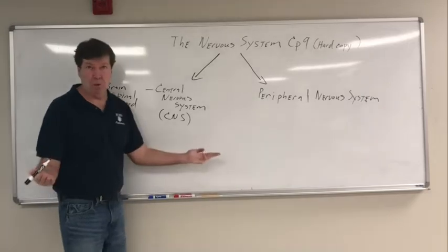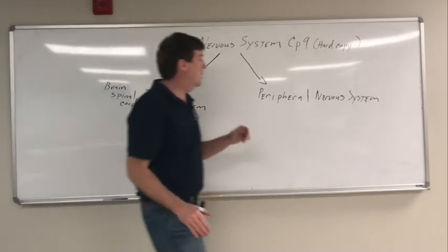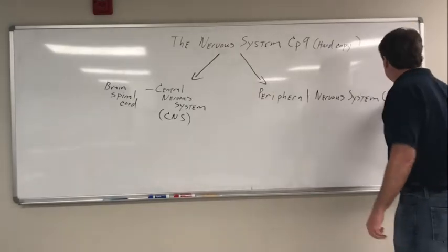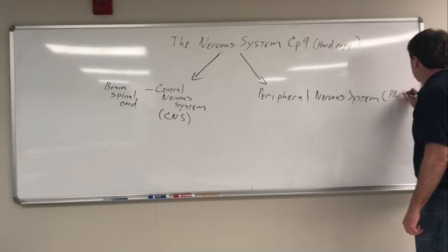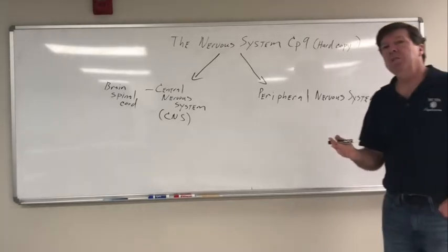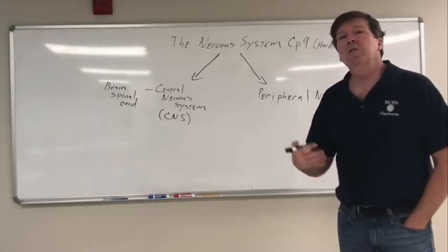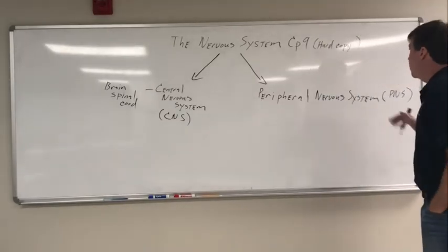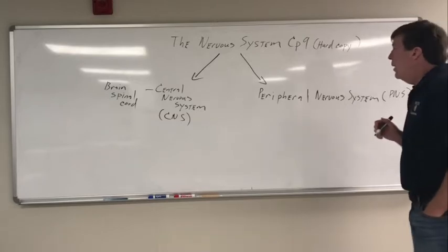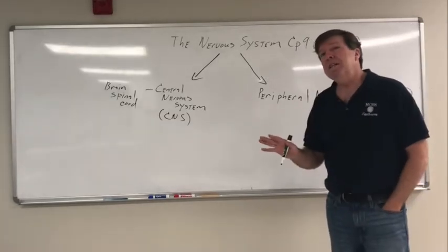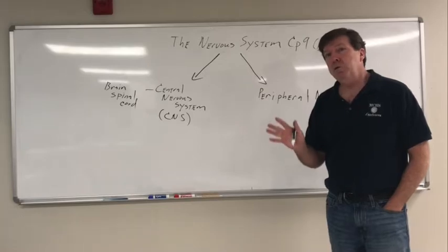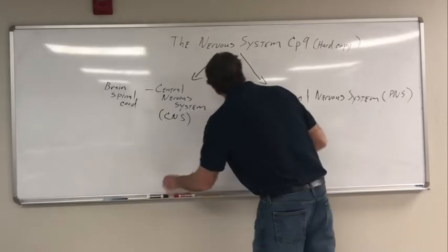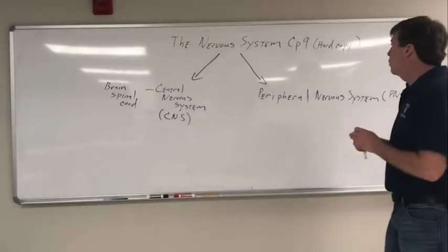The peripheral nervous system. Over here, let's abbreviate the peripheral nervous system, the PNS. So I'll put PNS here. The peripheral nervous system has to do with all the nervous structures that do not include the brain and the spinal cord. So the peripheral nervous system. Well, the peripheral nervous system can be subdivided into two components. So let's do that. Let's use a different color here. And we've got the peripheral nervous system.